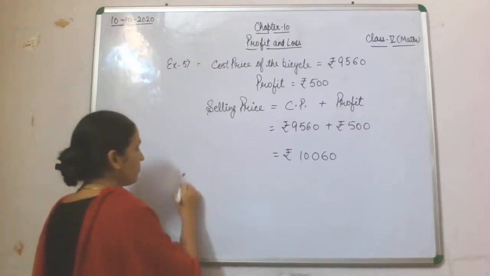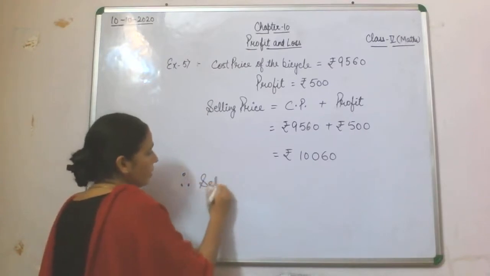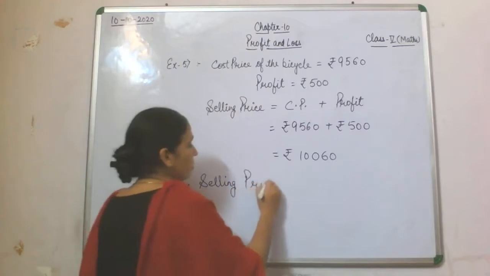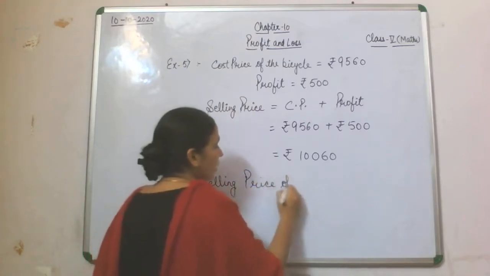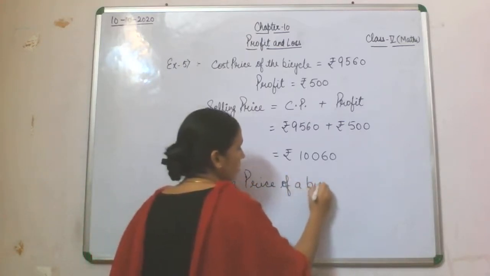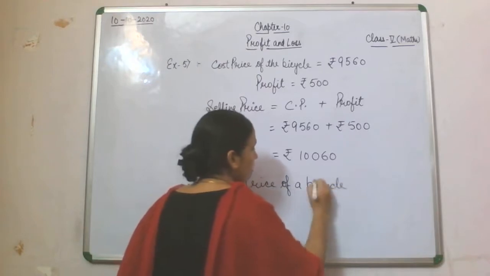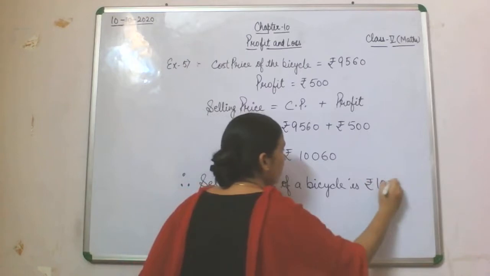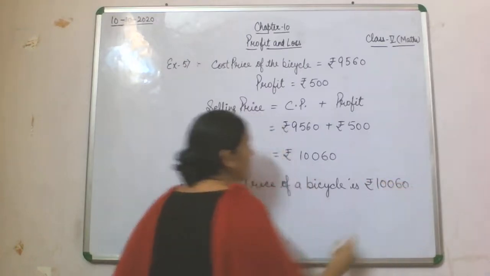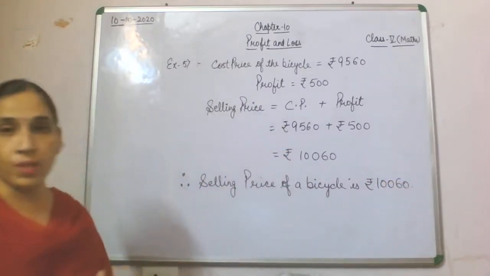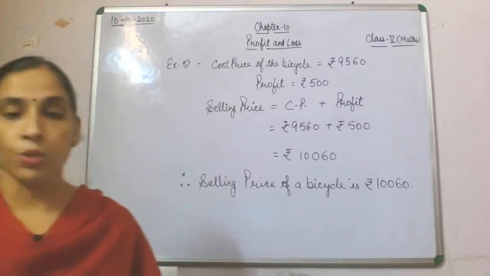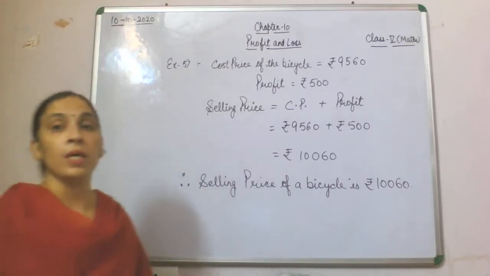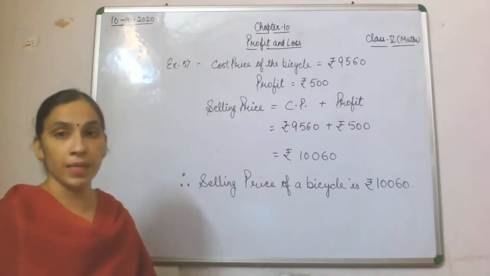Therefore, the selling price of the bicycle is rupees 10,060. So what we understood in this question, now this is your first question related to finding selling price.